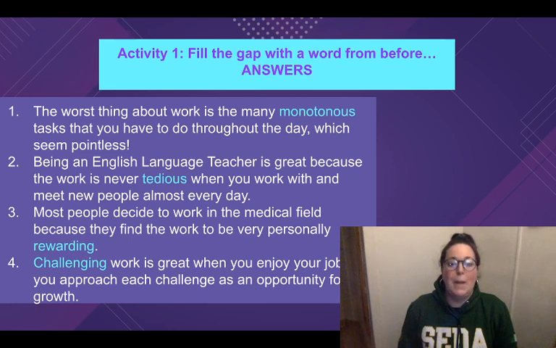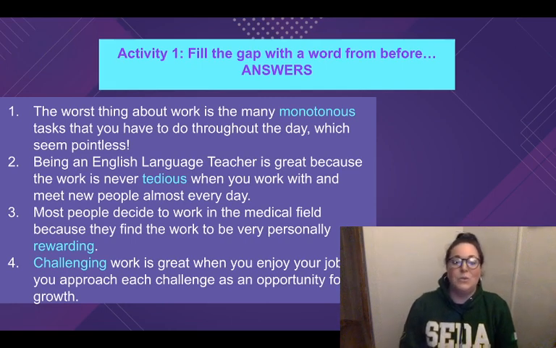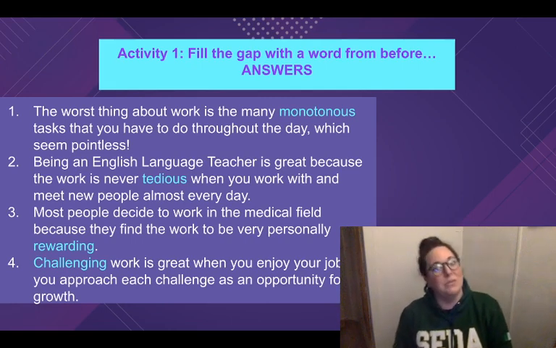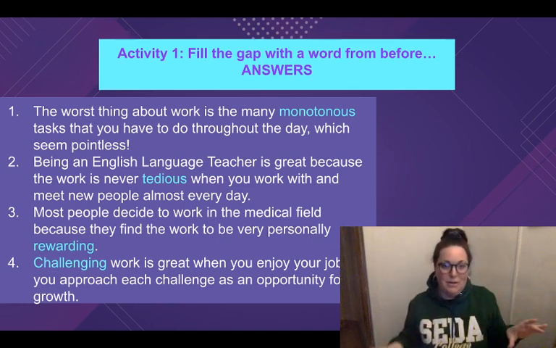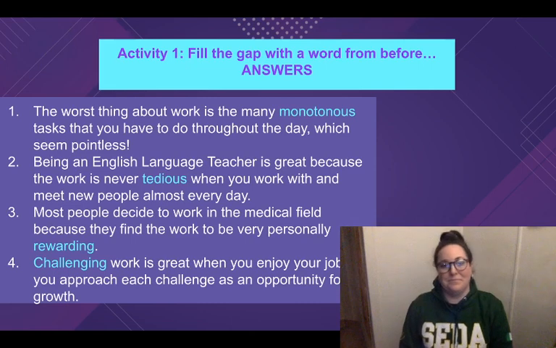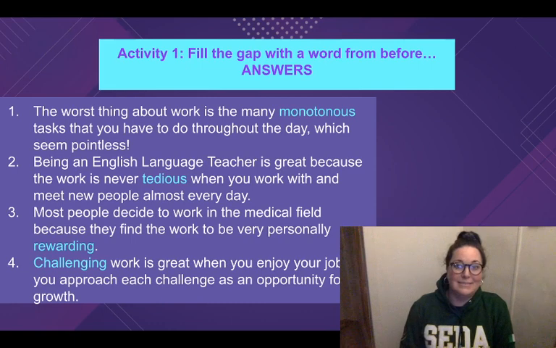2. Being an English language teacher is great because the work is never tedious when you work with and meet new people almost every day. So it's not like little annoying details and you feel like you don't want to do it. Not to me. Number 3. Most people decide to work in the medical field because they find the work to be very personally rewarding.